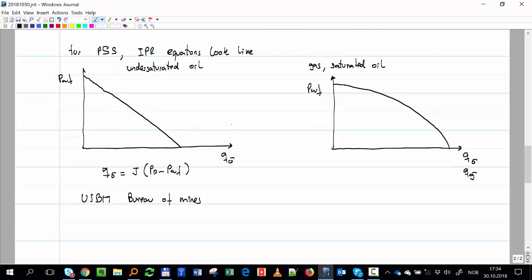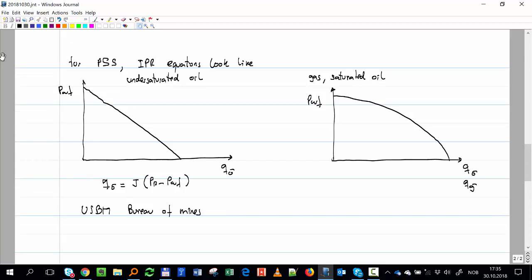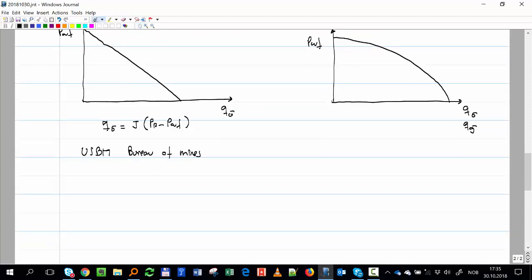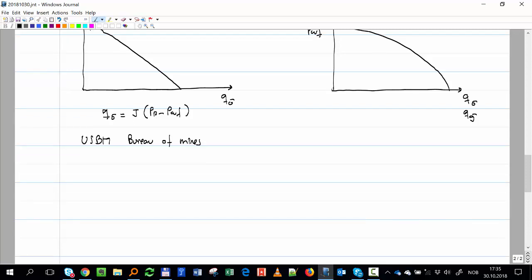For oil, it was very simple. You just compare those that have J, one J and the other J. So what do I do now with gas? So they made a lot of tests, and they ended up with this equation that is called the back pressure equation.